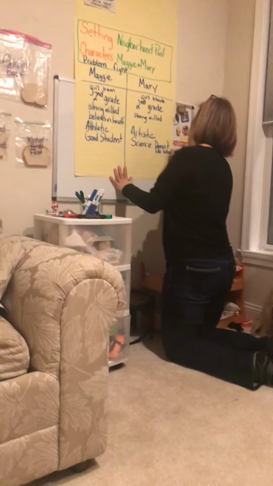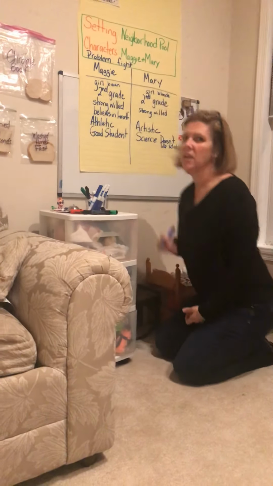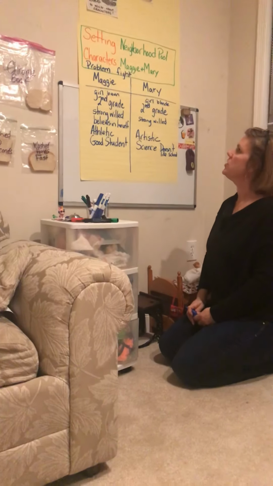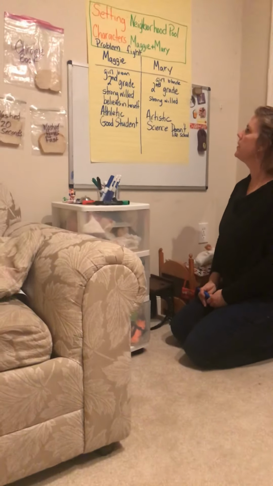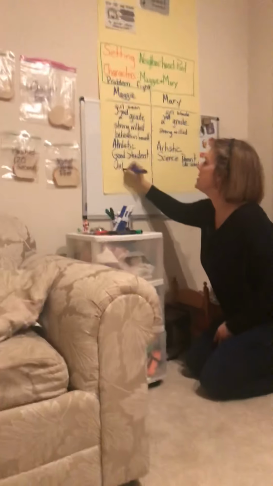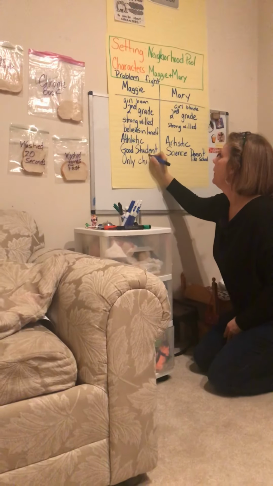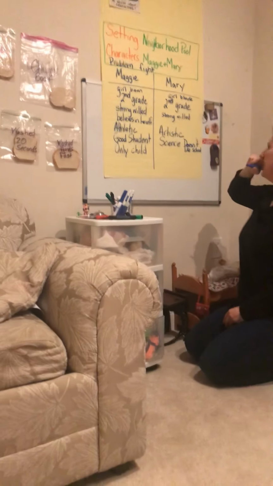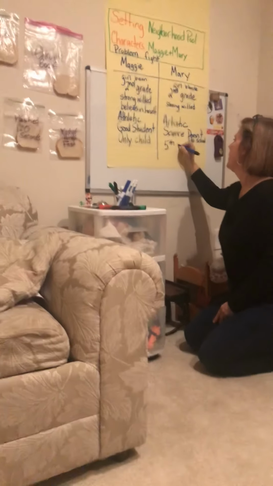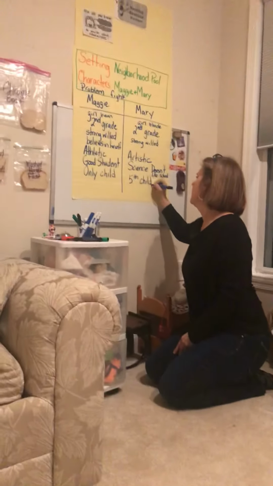Now, I'm writing a lot of things that I might not include in my writing. But so far, I think I'm doing a pretty good job. So I'm going to say she's a girl, she has brown hair, she's second grade, strong-willed, believes in herself, athletic, and oh, I know what I'm going to say. I'm going to put here, she is an only child. And this little peanut, she is the fifth child in her family.